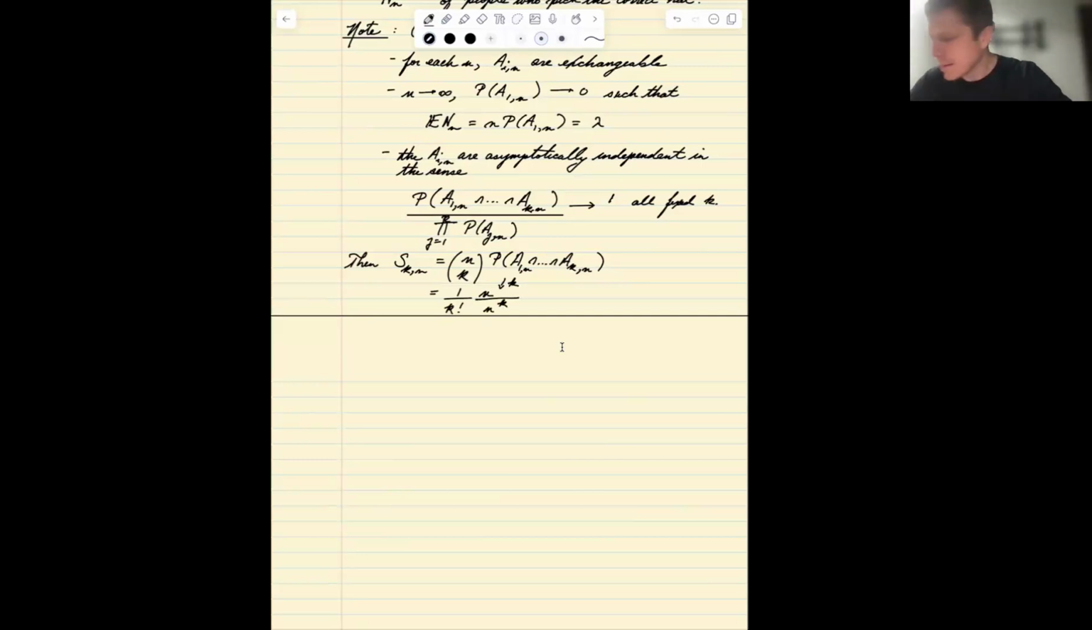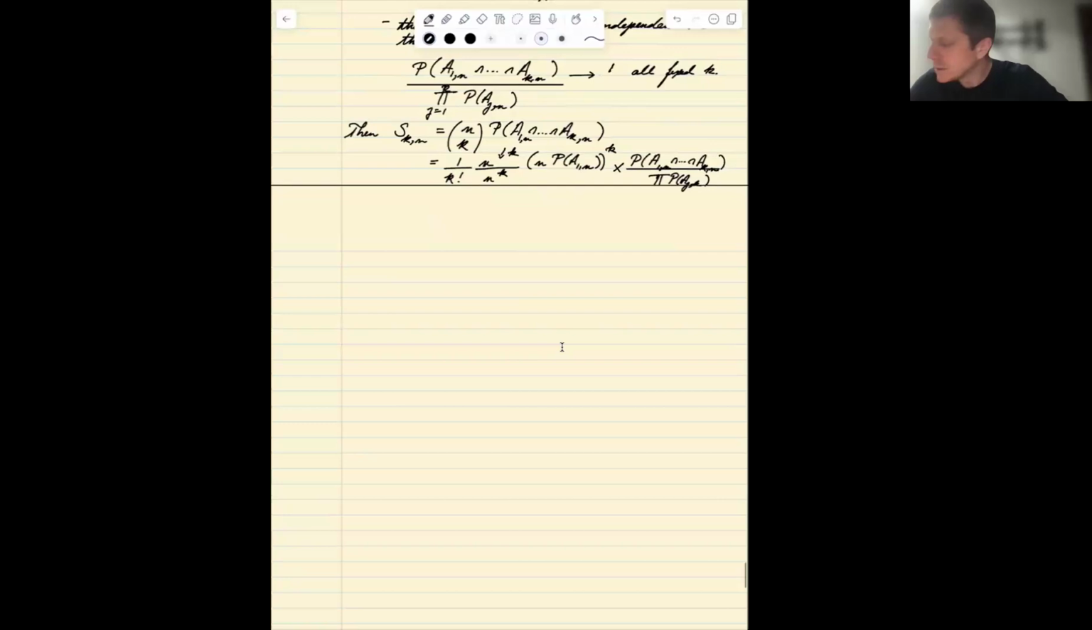n fall k over n to the k, times n probability of A_1n to the k, times probability of the intersection over the product, which we've assumed is approximately 1, right? So this is approximately 1. This is lambda to the k. This is approximately 1. And this is 1 over k factorial. So this is going to lambda to the k over k factorial.